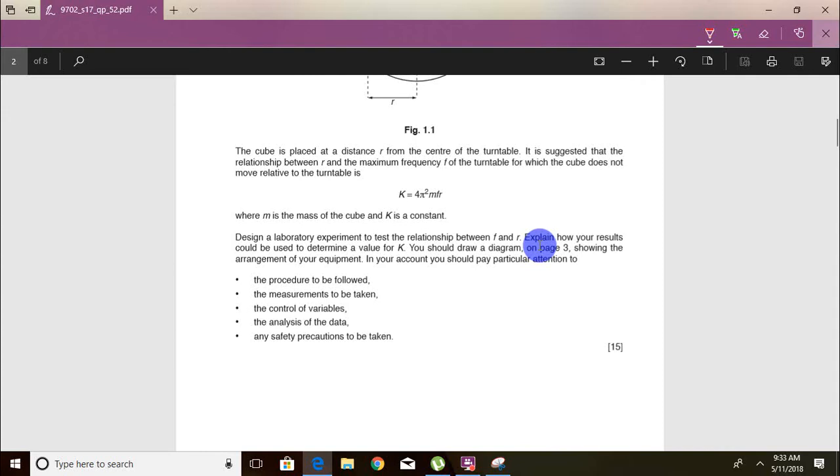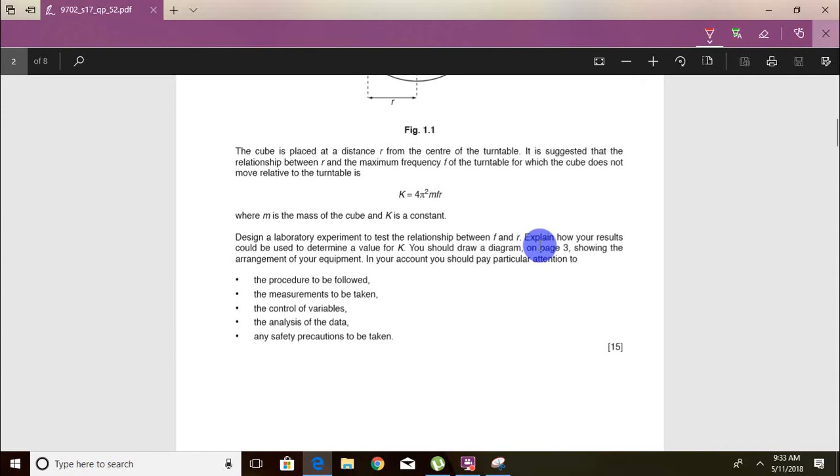So 15 marks, at least 15 distinct points, that is a rule of thumb. Number 1, you need to identify the independent and the dependent variable. In this scenario, the independent variable is going to be the value of r. Obvious, because that is the one thing you can change easily in order to observe a change in the other thing.